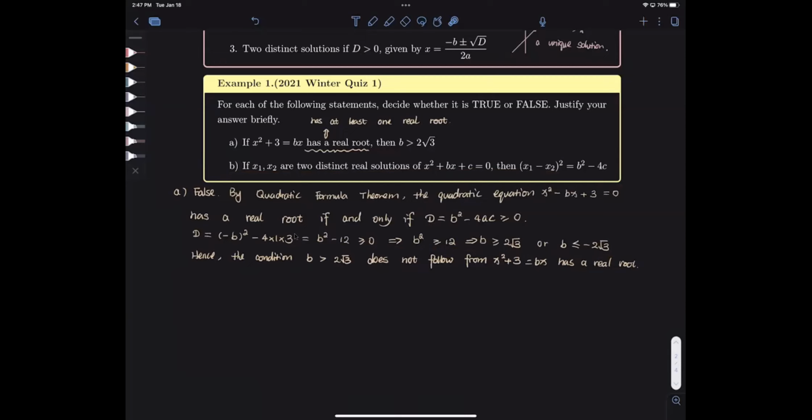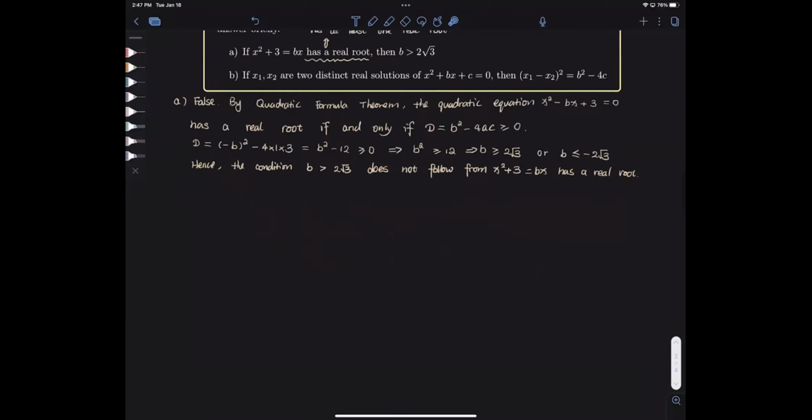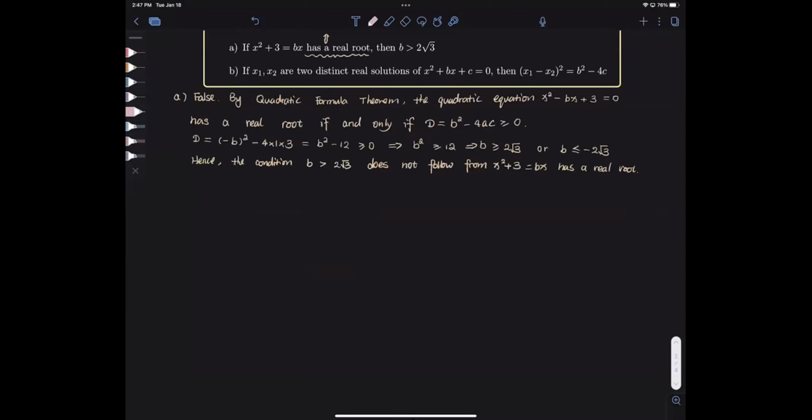Okay, so let me read the chat and see if there was any question. When you did b is less than or equal to negative 2 root 3, did you divide both sides by negative 1? If so, why isn't b...? Oh, no. So this is a calculus question. b squared is greater than or equal to 12. If you square root both sides, that's going to be this, and this side is going to be the absolute value of this is greater than or equal to this.